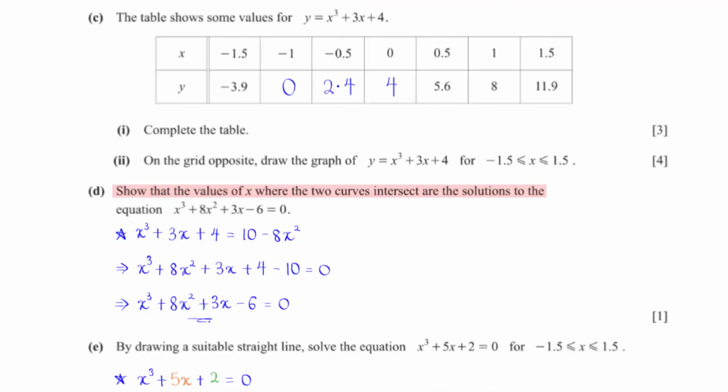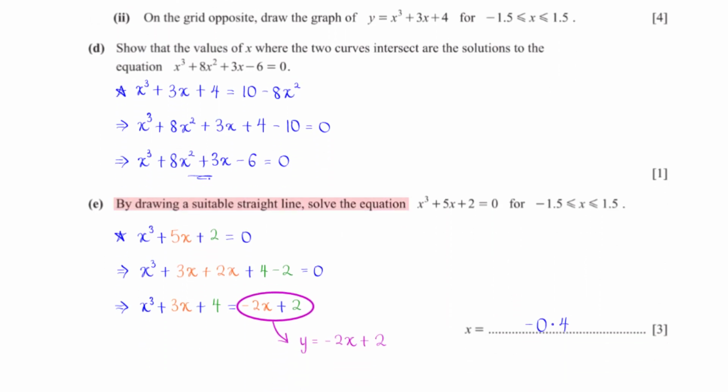Show that the values of x where the two curves intersect are the solutions to the equation x cubed plus 8x squared plus 3x minus 6 equals 0. At the point where the two curves intersect, we equate the functions of the two curves. When we move all the terms to one side of the equation, this is what we have. 4 minus 10 is negative 6.